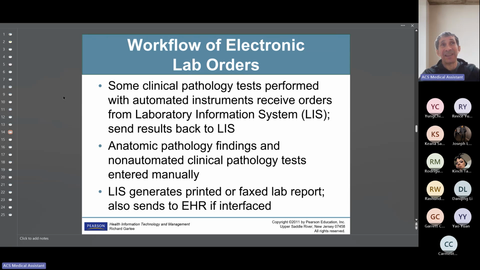So we don't have to have that film that we're gonna put under the light and then try to figure out what it is, because it's gonna be very tedious to do that. So having this workflow of electronic lab orders plays a very important role for the patients, for the safety of the patients, because they can be treated faster.